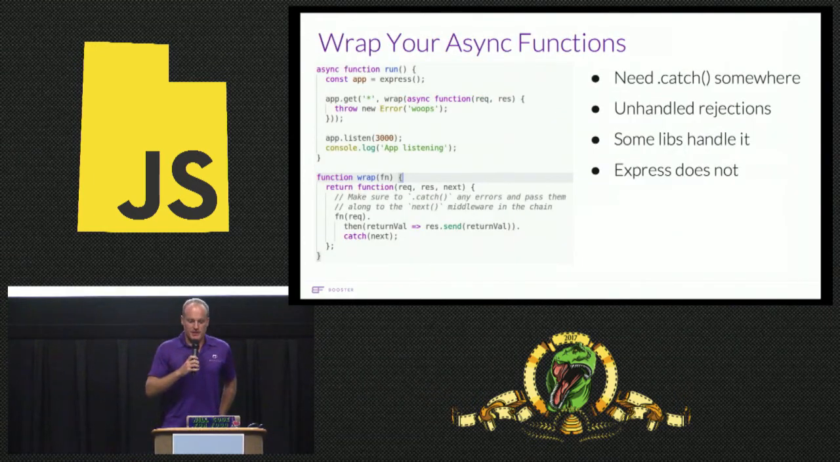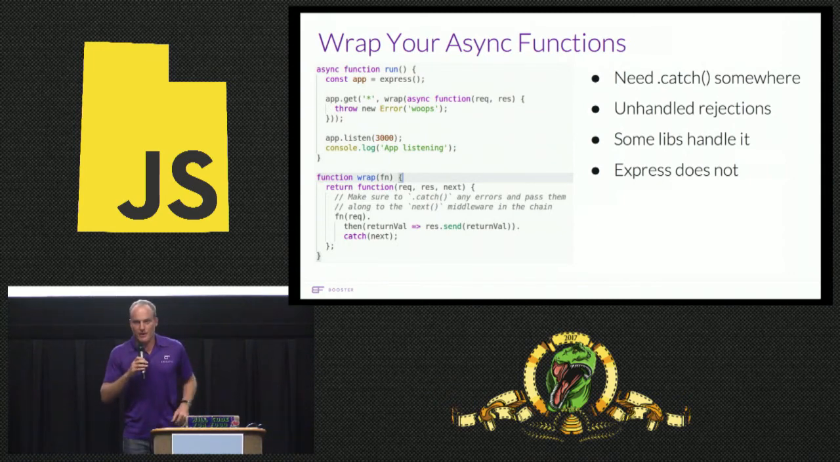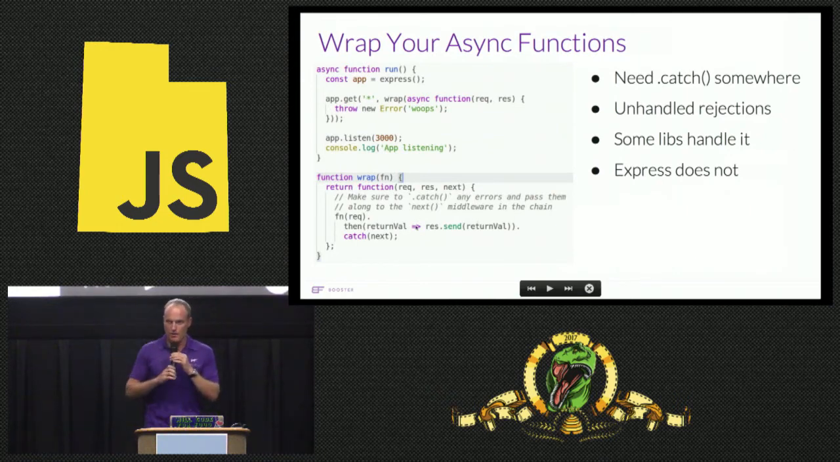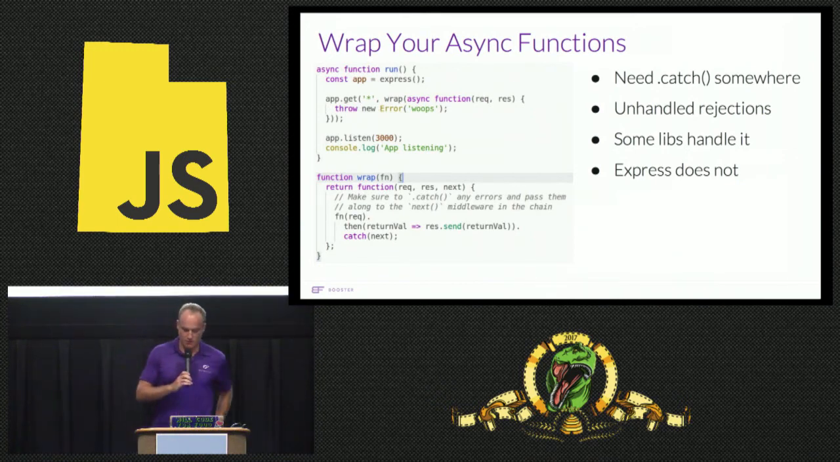So for integrating with Express, you should make sure you always wrap your async functions. Here's an example of this wrap function, which will basically execute the function and do a .then to send the value back, or .catch to propagate the error to whatever error handling middleware you have in Express.